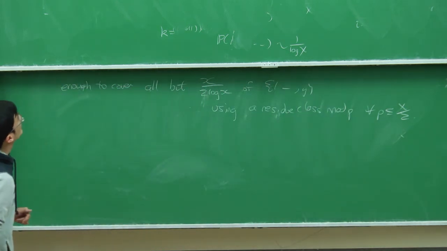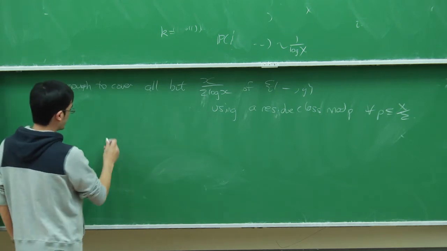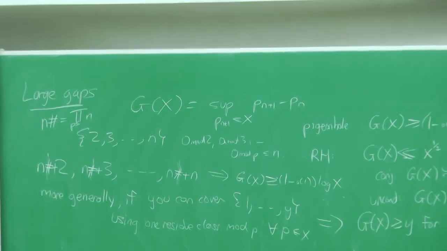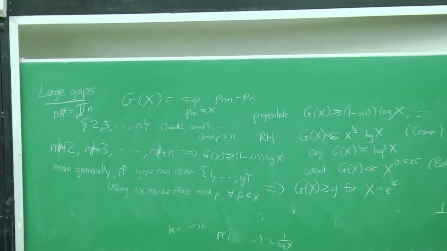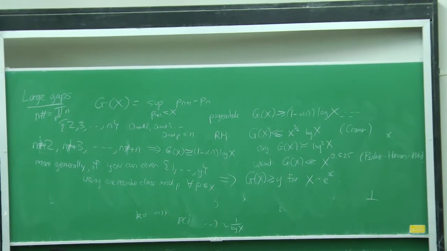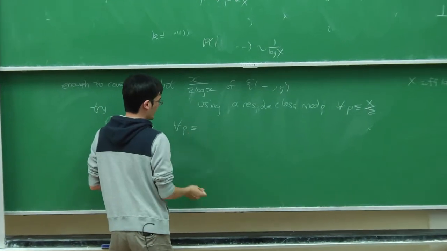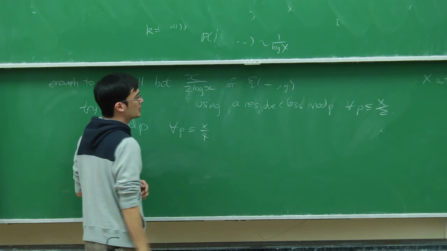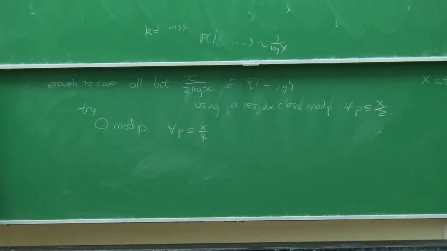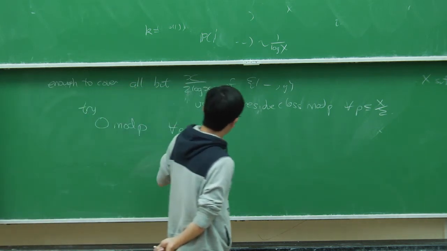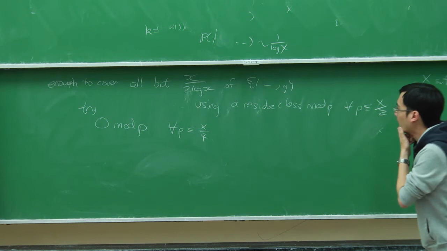Now, okay, so we have the Sieve of Eratosthenes. So that worked reasonably well. So you can start there. You can try using 0 mod p for all p up to x over 2. In fact, let me just use the p's up to x over 4. So you can just try shooting 0, 0, 0, 0 all the time. And if you do this, you will knock down a lot of ducks.